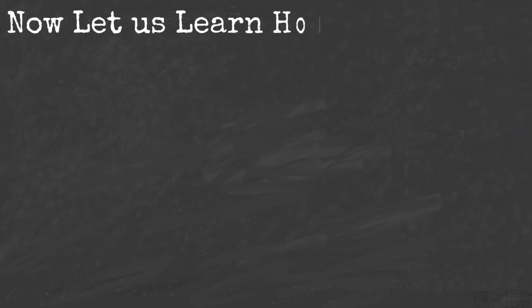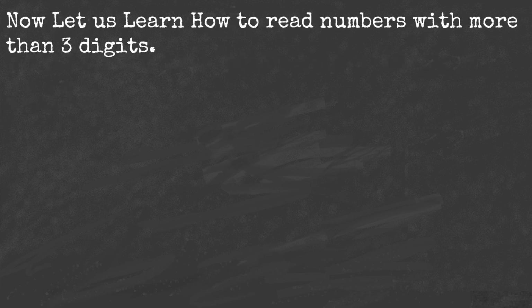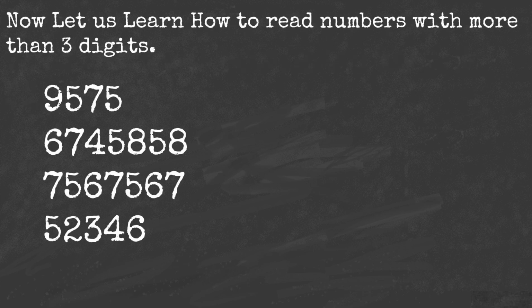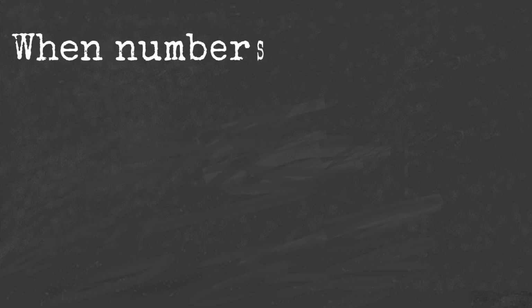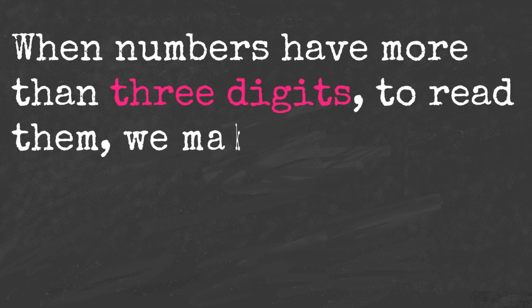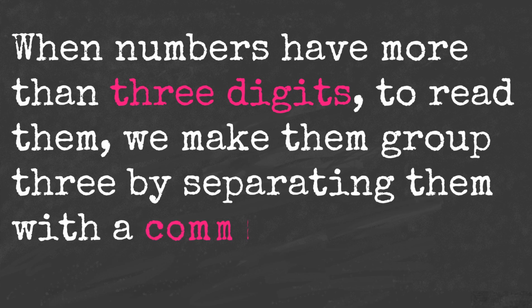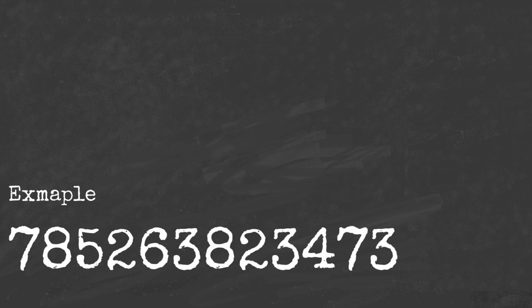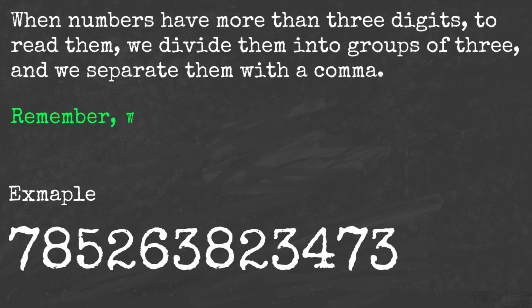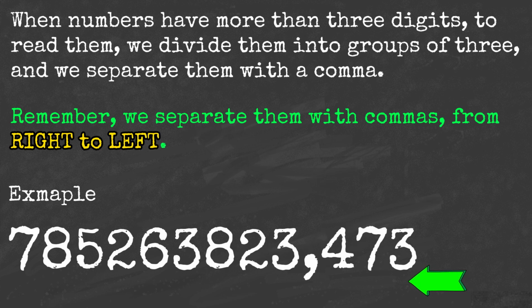Now let us learn how to read numbers that have more than 3 digits. Look at the below numbers. They have more than 3 digits. When numbers have more than 3 digits, to read them, we divide them into groups of 3 and we separate them with the comma. Look at the below number. Remember, we separate them with commas from right to left.